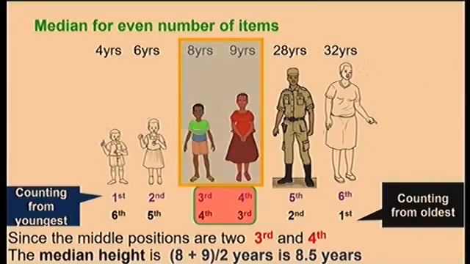So this time, our member in the third position is 8 years. Our member in the fourth position is 9 years. So how do we get the median? We are going to get 8 years plus 9 years, and we divide by 2. So our median is 8.5 years.